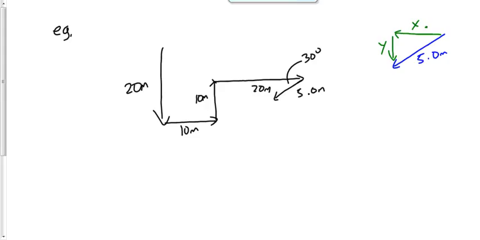It goes back on the 20 meters, but it has nothing to do with the 20 meters. This side is not 20 meters. It's not related to the 20 whatsoever. The only thing that's at a funny angle here is the 5 meters, so that's the only one that we're including off to the side here. All right, so now we got to find the X component.